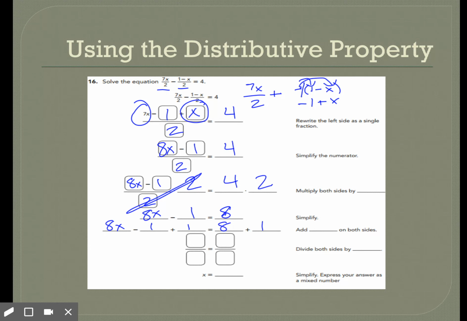So I'm left with 8x equals 9. I need to get rid of the 8 through division. So that cancels out.